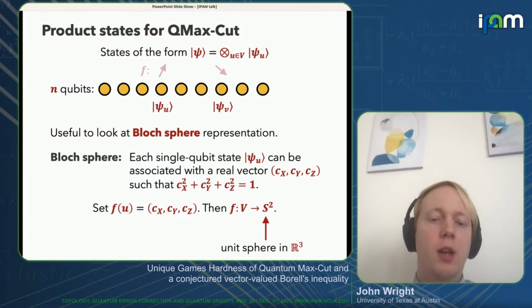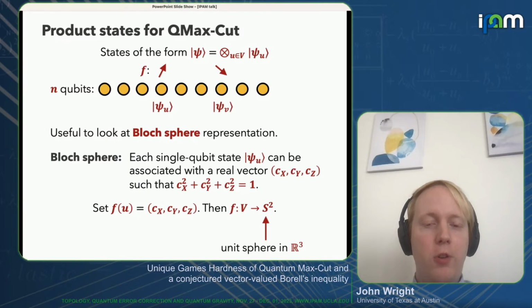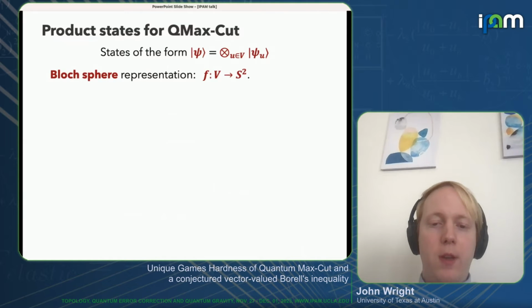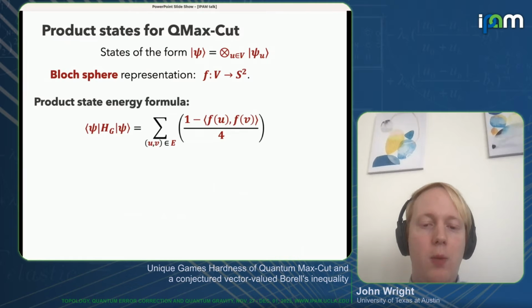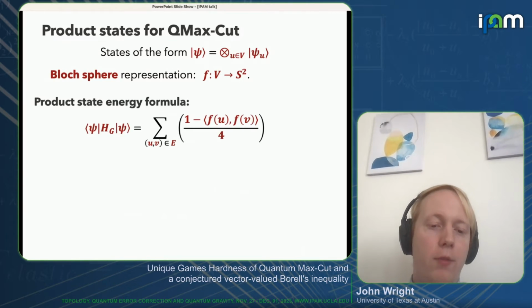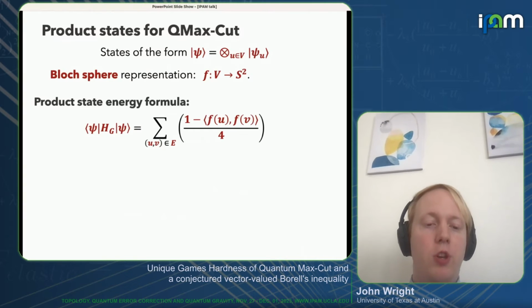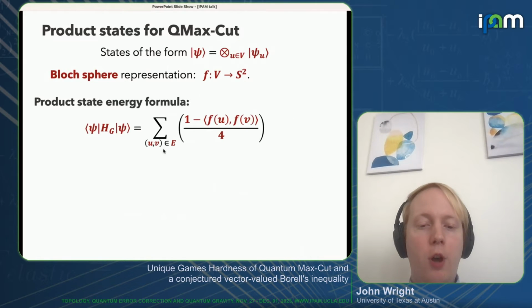Pictorially, our f just maps each of our little yellow circles, each of our qubits, to a little three-dimensional unit vector. So that's our Bloch sphere representation. f maps V into S2. Given a product state defined with this f, there's a really nice formula for its energy given a quantum max cut instance. If we have a graph G and the quantum max cut instance H of G, then the energy of our product state psi is the sum over all edges in the graph of (1 minus the inner product of f(u) and f(v)) over 4.